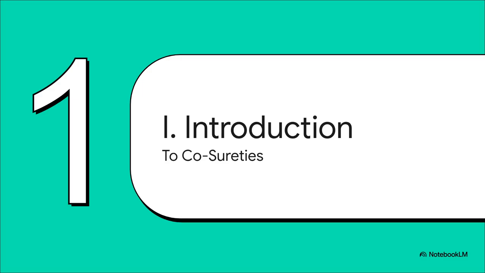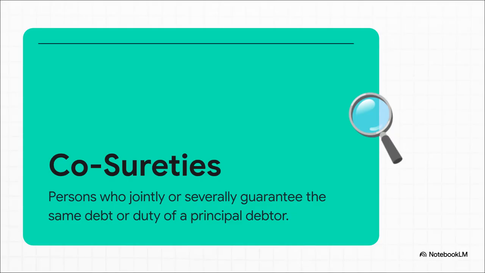Roman numeral 1, Introduction to Co-Sureties. Strictly underline this Roman numeral on your scripts before you write a single word of the definition. In law, structure is everything. An unstructured answer is a failed answer. Co-sureties: two or more persons who jointly or severally guarantee the same debt or duty of a principal debtor.